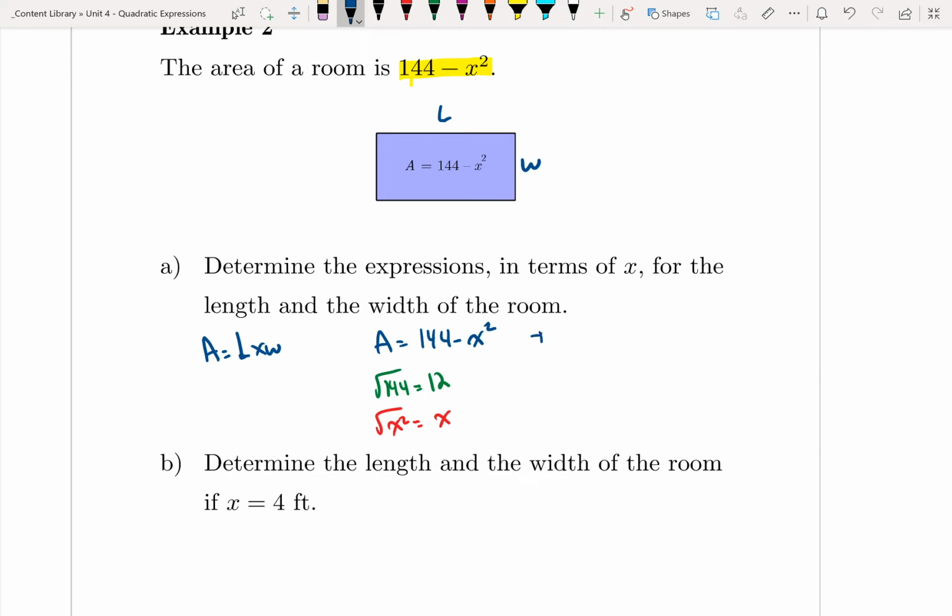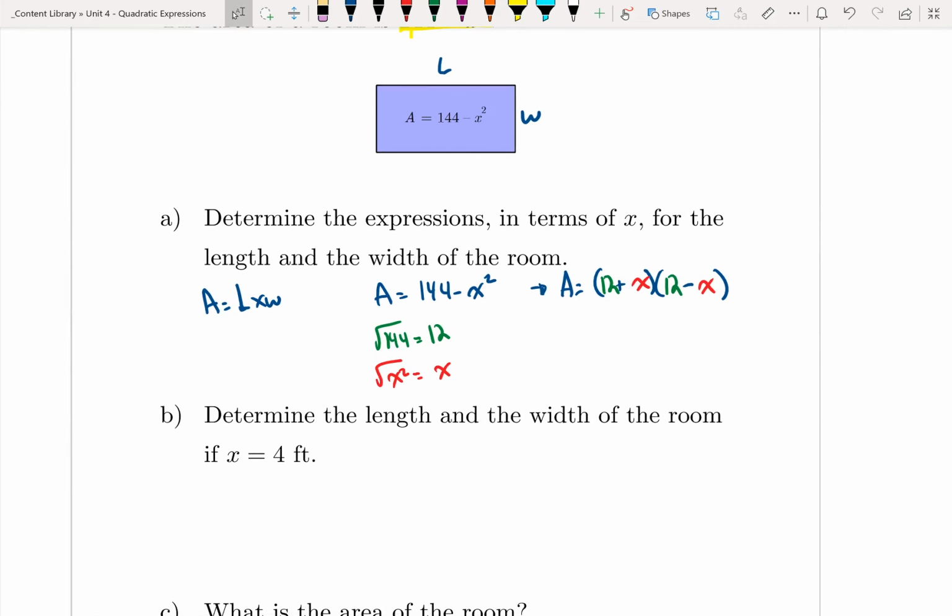So this is going to end up being A equals, I'm going to have two sets of brackets. One's going to be plus, one's going to be minus. The first term will be 12, and the second term will be x. So that would be my expression of area factored or turned into length times width. So that means, so therefore, and again, it doesn't matter which one you determine as length.